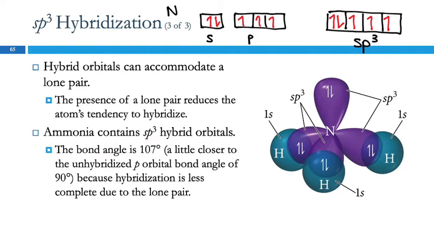Any questions? Does it make some sense? So we know that this bond angle is 107 degrees, not 109.5. And in VSEPR theory, we talked about how this lone pair takes up more space, is more repulsive. The valence bond theory explanation is that the hybridization is less complete, and so that affects the angles of the hybrid orbitals. That's just in case you were interested why.